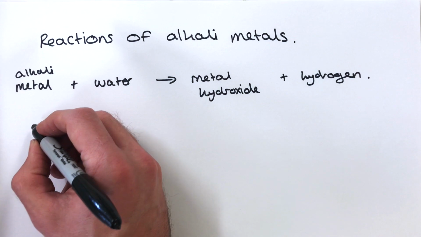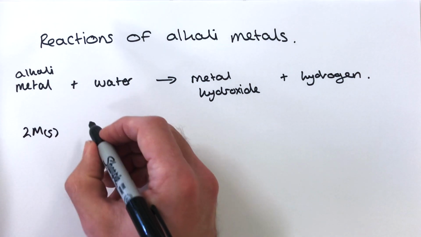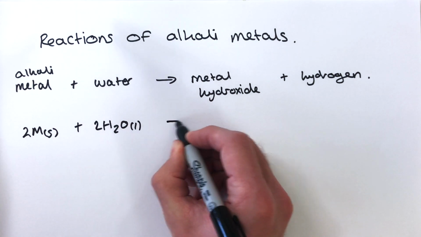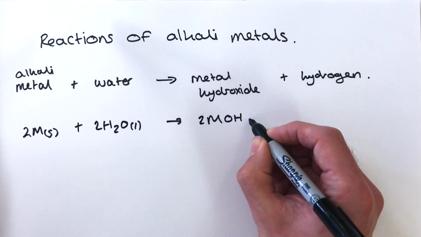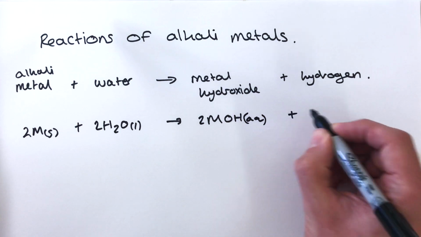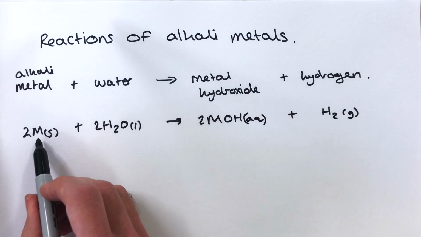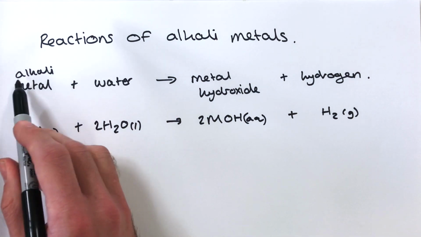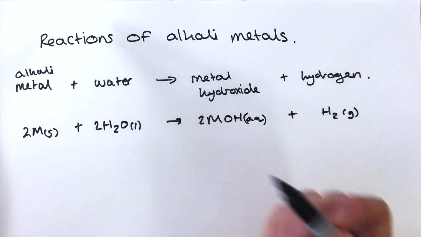Now, a general symbol equation for these reactions would be a solid piece of metal, the alkali metal again, added to water, gives us the metal hydroxide, which is aqueous, and then hydrogen gas is released as well from the reaction. Now, this is just general metal equations, so it could be any of the metals in group 1. Now, to construct the equations, all you have to do is replace the name metal here.